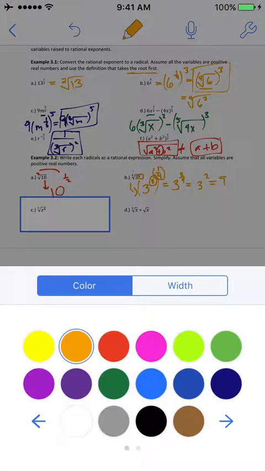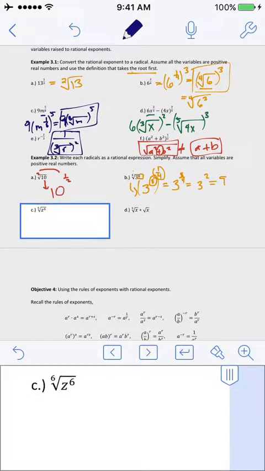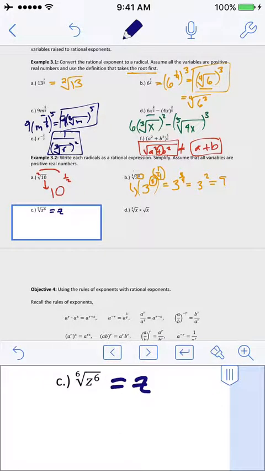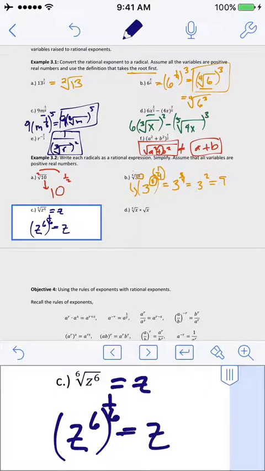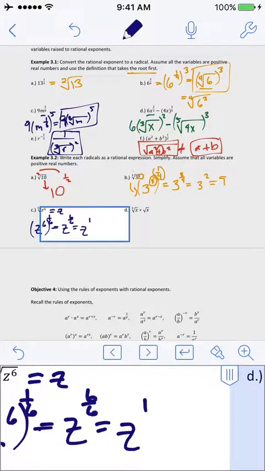Alright, let's try another one. The 6th root of z to the 6th. Let's convert this first. I know some of you are thinking that's just z, and you're absolutely right, because of our nth root of nth power, right? They cancel each other out. But let's double check that it works another way. Let's convert this to z to the 6th to the 1/6. That would be z to the 6 over 6. And indeed we still end up with z to the 1st. So if you weren't quite convinced on that nth power thing before, now you should be, because you can see it works with a rational exponent as well.